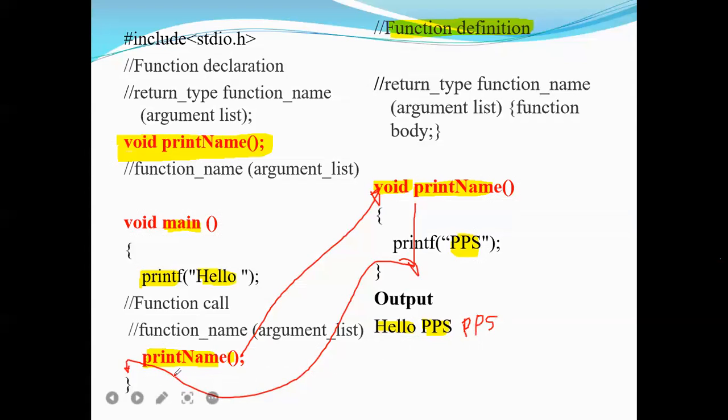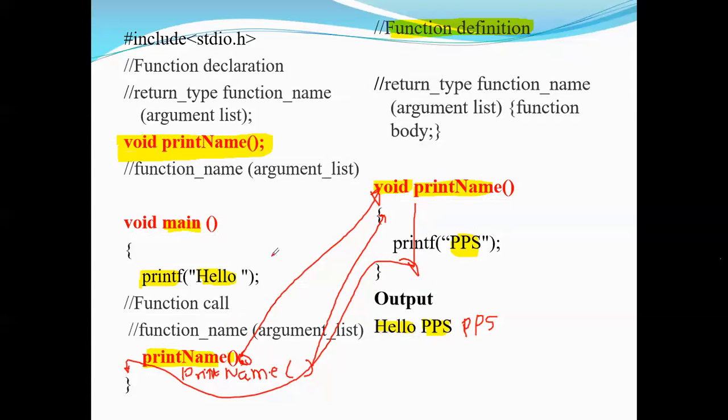If you use it one more time, print name, open bracket and close bracket, without a semicolon. It should not have a semicolon here. It will call this once again, execute it, and come back to the main program. Okay, this is the simple function.